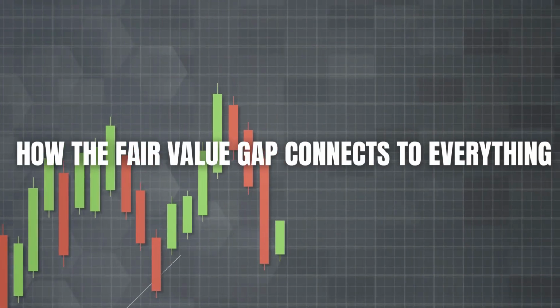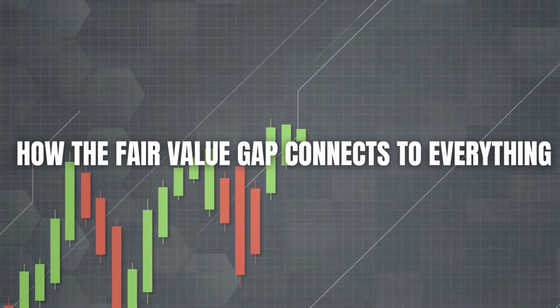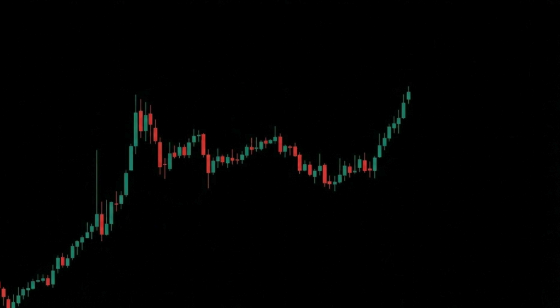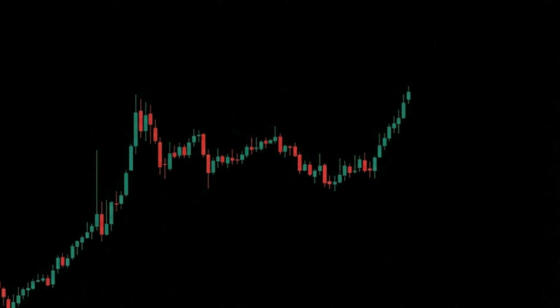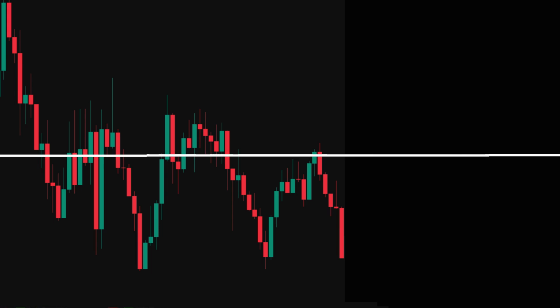Let me show you how the fair value gap connects to everything we have been building in this series, because this is where it all comes together. You start on the daily chart. You establish your bias, bullish. The market is making higher highs and higher lows. You are looking for longs. You drop to the 15-minute chart. Price is in a discount zone, below the 50% level of the daily range. That is where you want to be buying.